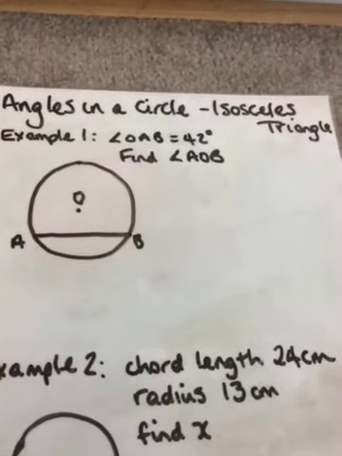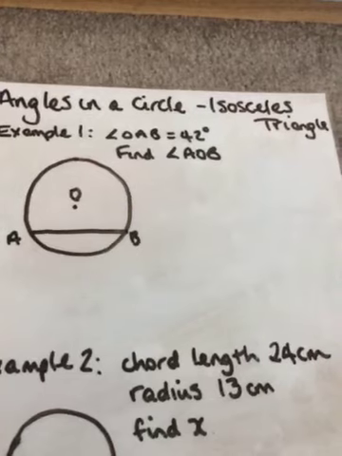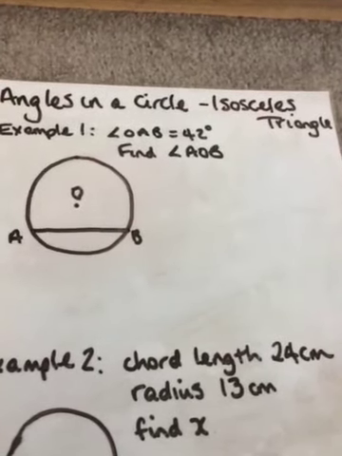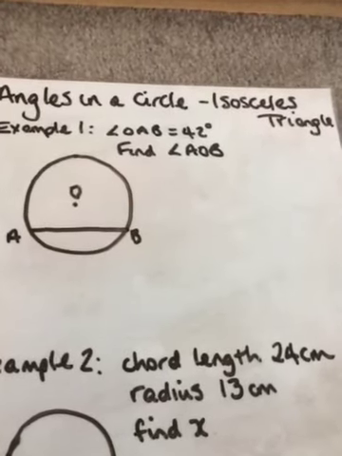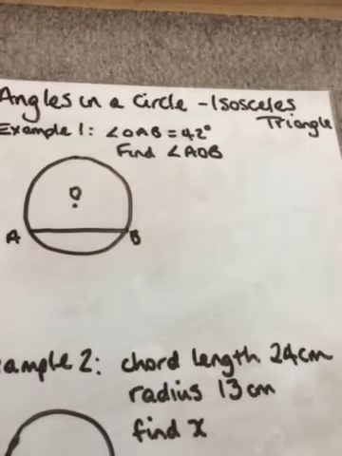Okay, so looking at angles in a circle, we're trying to make an isosceles triangle in order to be able to solve this first example. It's telling us the angle OAB is 42 degrees and we want to find AOB.